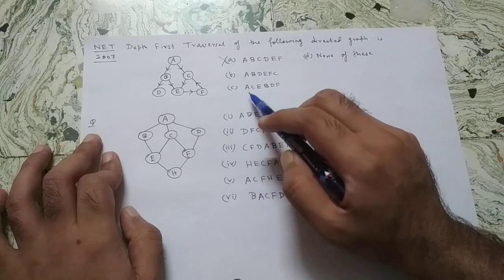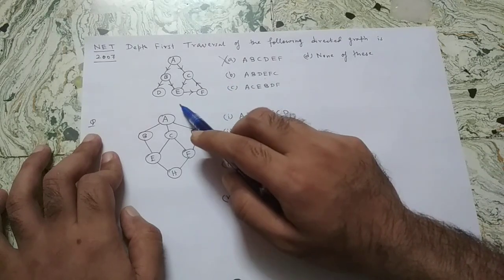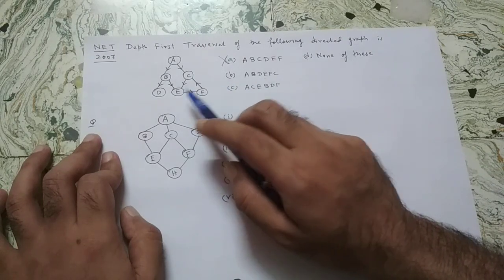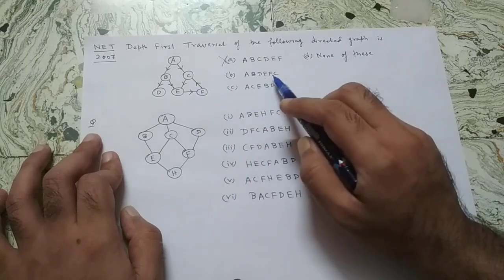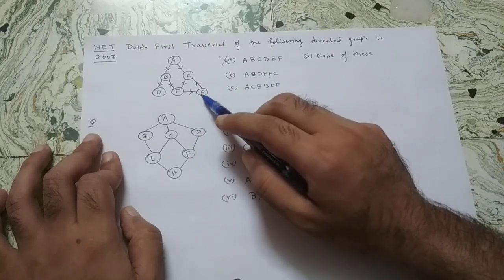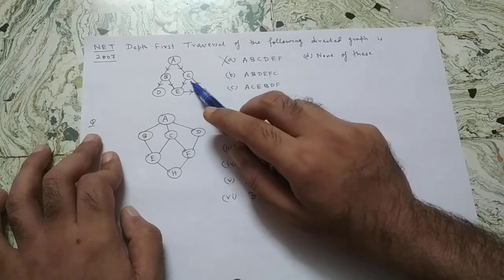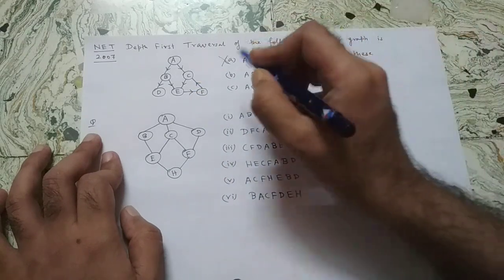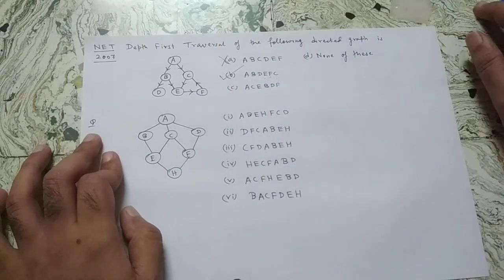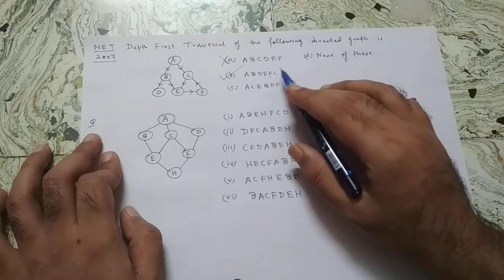Up to this point, it's fine. Now from E, I can go to F, and that is what they've shown here, F. Fine. Now from F, I have an option of C, and they have shown C. That means this option is correct. Since only one option happens to be correct, this is the correct answer.